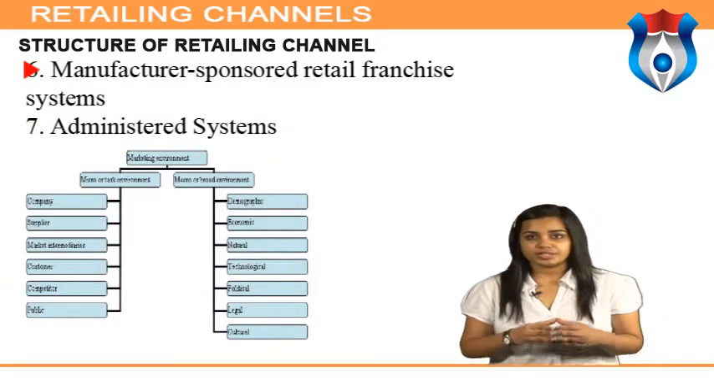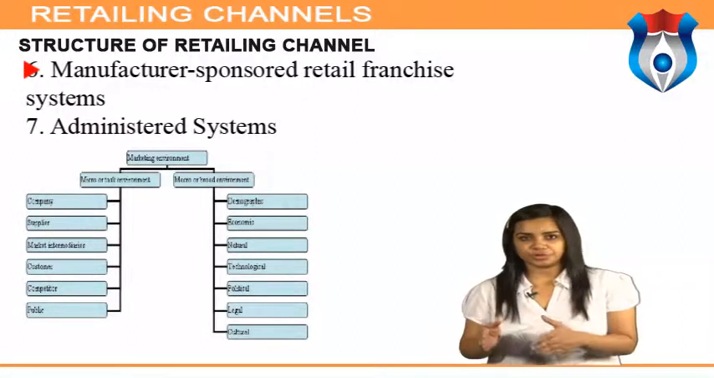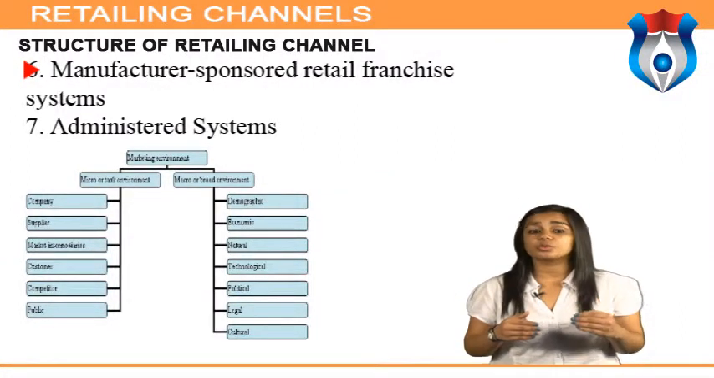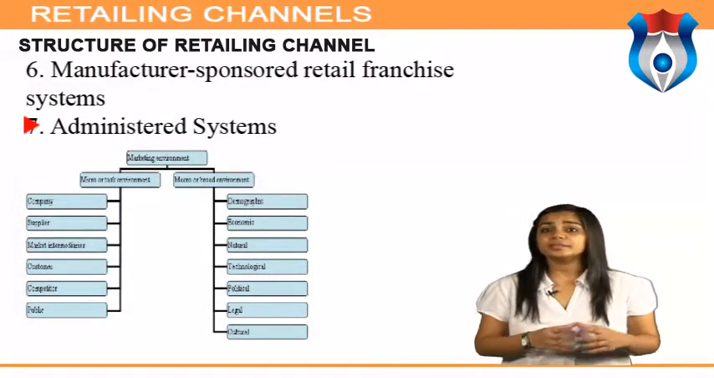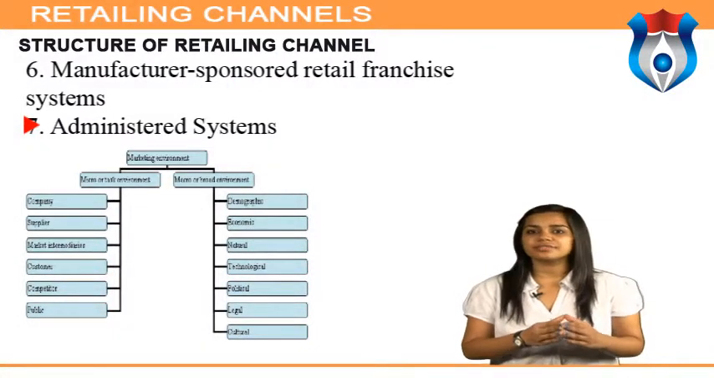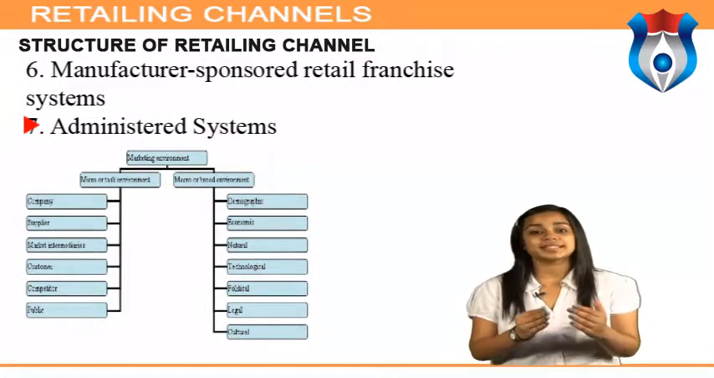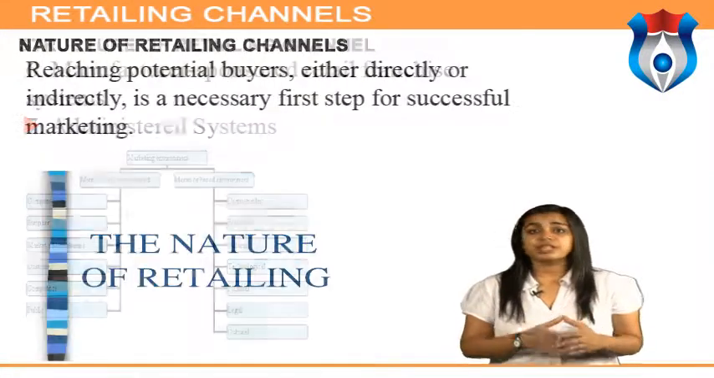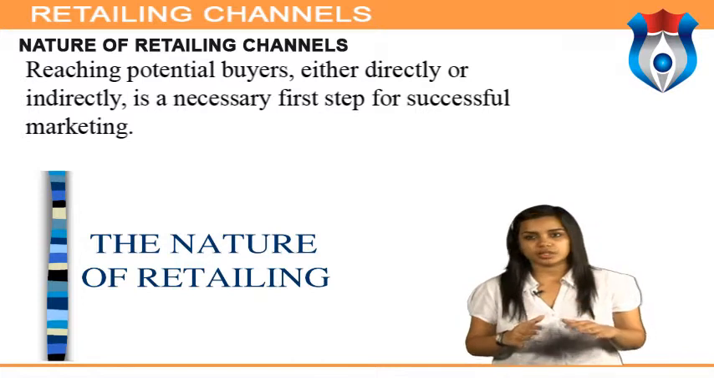Manufacturer-sponsored retail franchise systems are prominent in the automobile industry, where manufacturers such as Ford license dealers to sell its cars subject to various sales and service conditions. Administered systems. In comparison, administered vertical marketing systems achieve coordination at successive stages of production and distribution by the size and influence of one channel member rather than through ownership. Let's now know the nature of retailing channels.